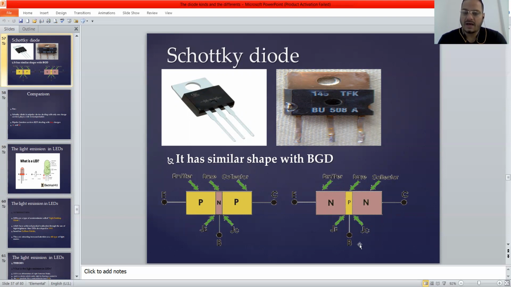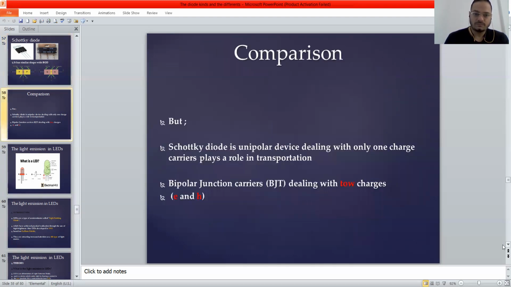The BJT has 2 kinds, NPN and PNP. The middle will be the base, and the 2 sides are made from the same type, using the same letter, but here the majority carriers are more on the right side, and the same situation here.